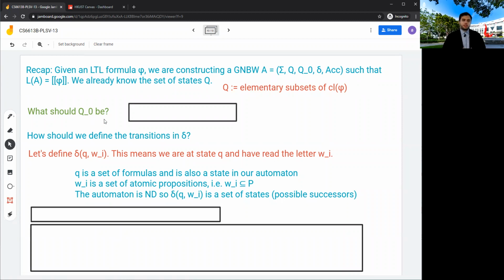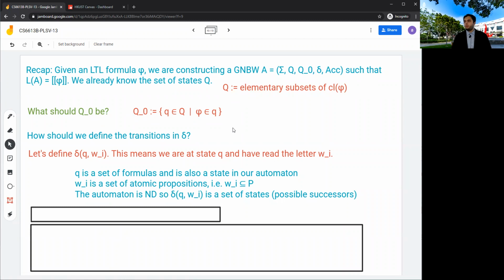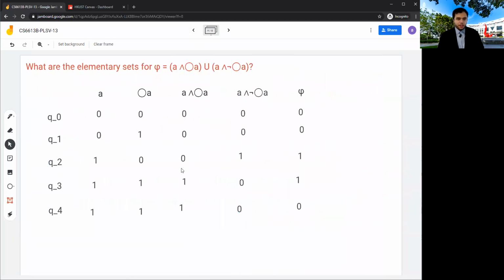So which states of the automaton should be initial states? Well, any state that includes the formula phi. Because I don't care what else I satisfy. As long as I satisfy phi, I'm happy. Okay. So my initial states are the set of all states that include phi. Going back here, I had 5 states, Q0 to Q4. Which ones include phi? Q2 and Q3. So Q2 and Q3 are my initial states in my automaton.